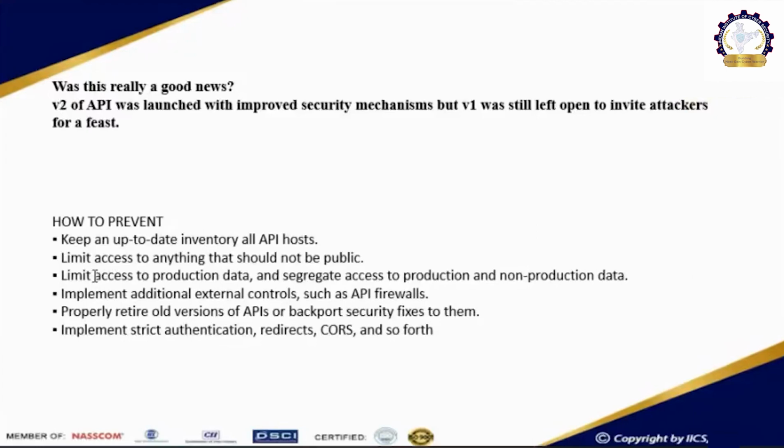We should always have an up-to-date inventory of all API hosts. You have to limit the access to production data. It means you have to implement additional controls such as API firewalls. We have to properly retire older versions of the API, which means you should always terminate the older versions.